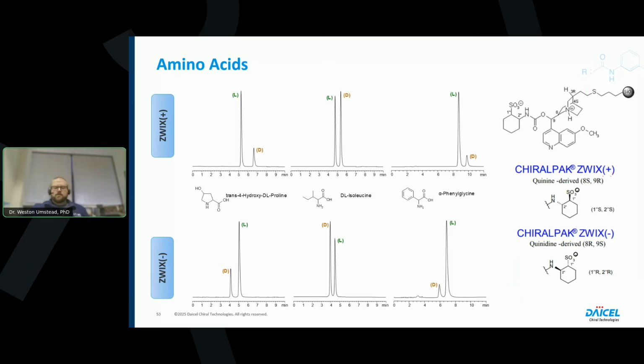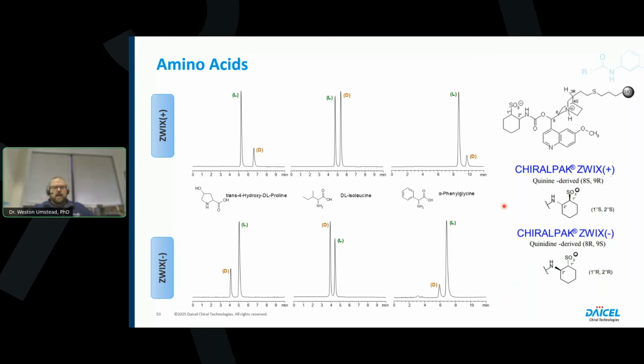Zwick's is one of those specialty phases that was developed by Wolfgang Lindner for separation of amphoteric and zwitterionic molecules. The nice thing about this one is there is some predictability in the elution order. At least for amino acids, you'll always notice that Zwick's plus elutes the L amino acid first. And if you need to reverse the elution order, you go to Zwick's minus, and the D amino acid comes out first. So these are nice columns to use in these separations.